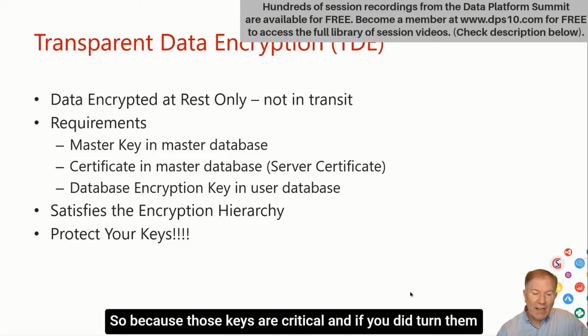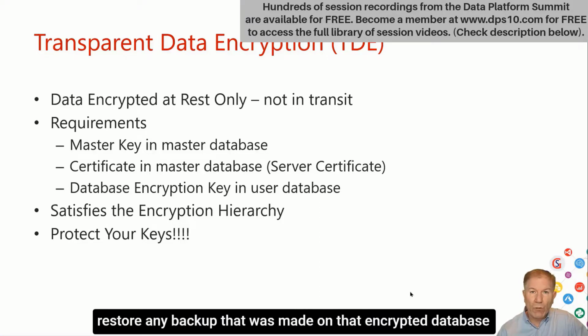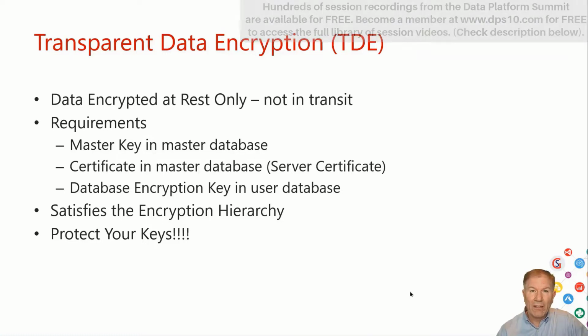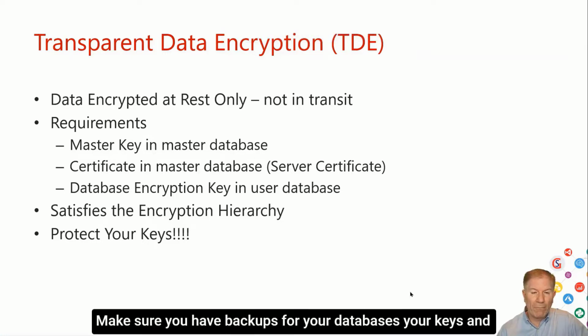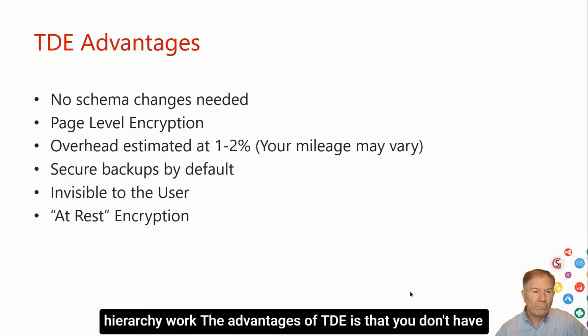Because those keys are critical, if you did turn encryption off and drop the database encryption key out of the database, you can drop those server certificates, which means you can't restore any backup that was made on that encrypted database without that certificate, public and private key. So protect your keys. Make sure you have backups for your databases, your keys, and all the other things that make your encryption hierarchy work.